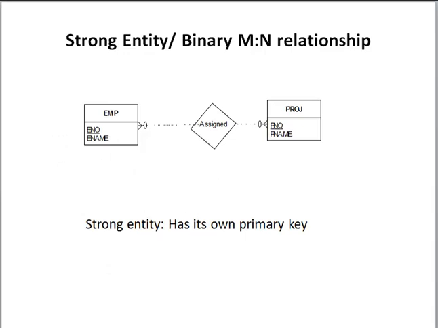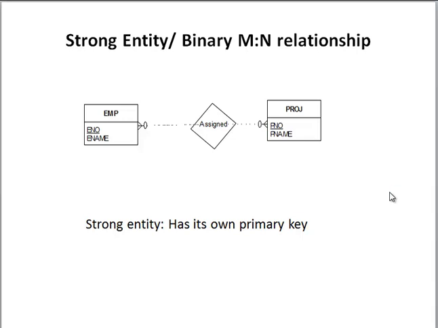So here we have an example of a very simple ERD, two entities and a relationship between them. And I wanted to point out that in this diagram we have examples of strong entities, and this is considered a binary M-to-N relationship. So how do we know it's a strong entity? Each entity has a primary key. Again, the primary key is indicated by the underlined attribute. So both entities have underlined attributes to indicate primary keys.